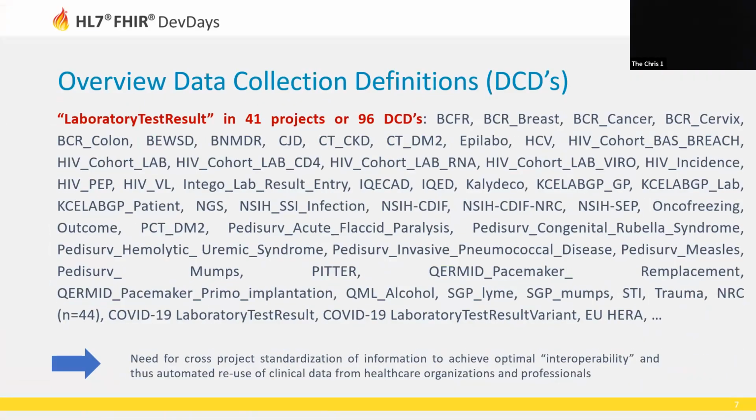And so, for example, they found that the laboratory test result clinical information block could be mapped to at least 41 projects or 96 DCDs. So that felt like this might be very useful. If we're going to build new data collection definitions, let's use those building blocks, so that if we are talking about laboratory test results, we will always have the same concepts that we want to capture.